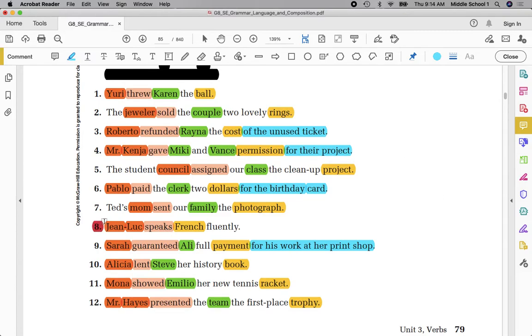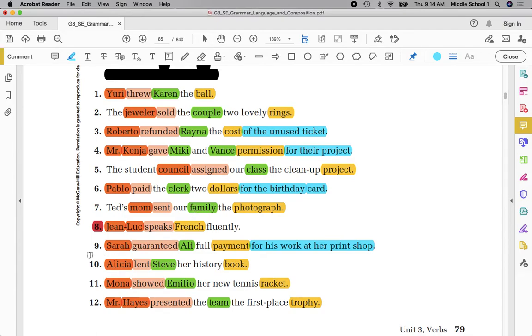I marked number 8. Can you see why I maybe marked number 8? If you compare number 8 to number 7 or 6 or any of these other ones, why would we separate 8? It does not contain an indirect object. And so Jean-Luc speaks French, direct object. Fluently would be an adverb. We'll talk about those later as we review modifiers. So number 8 is different than the first 7 from the standpoint it does not contain an indirect object.